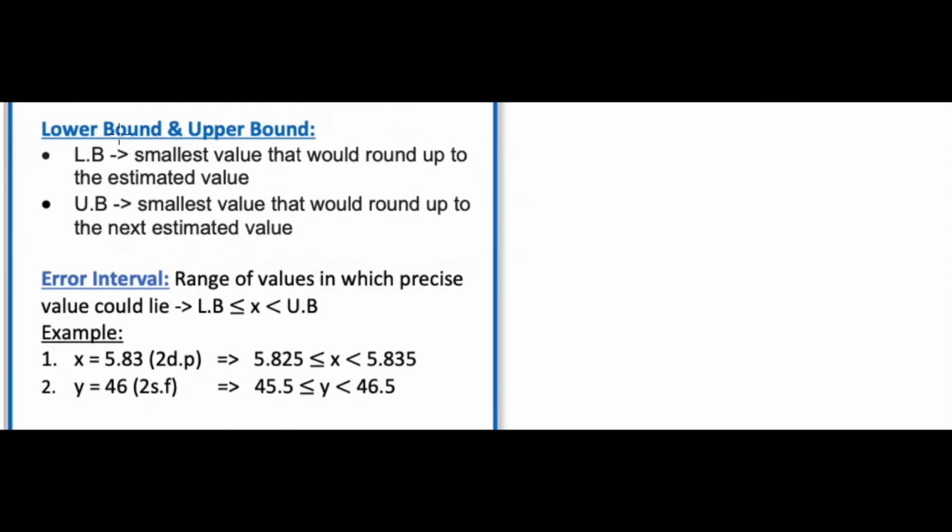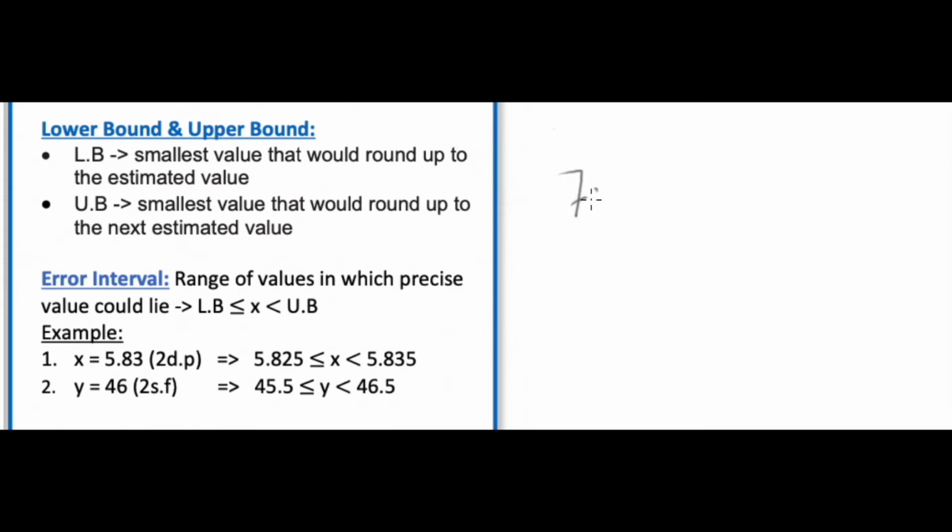And now lower bound and upper bound, which is the last topic of GCSE maths number. The lower bound is the smallest value that will round up to the estimated value, while the upper bound is the smallest value that will round up to the next estimated value. So how can we find the lower bound and upper bound? Let's take an example.